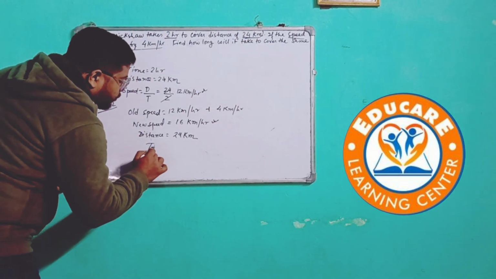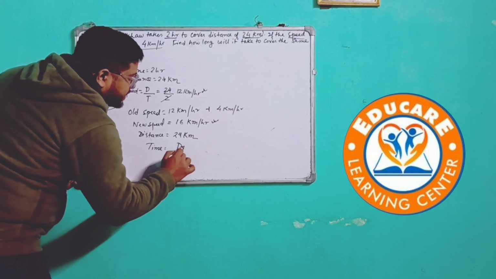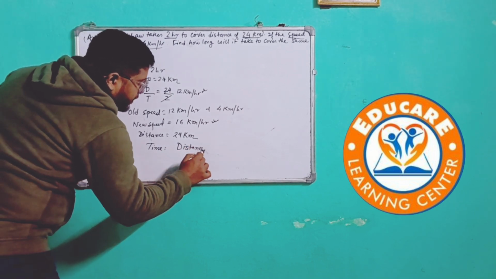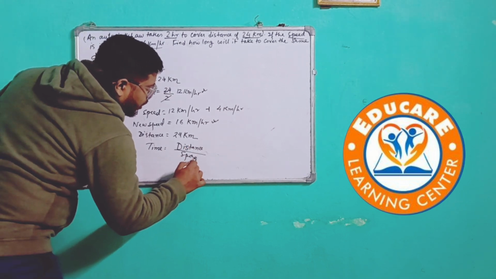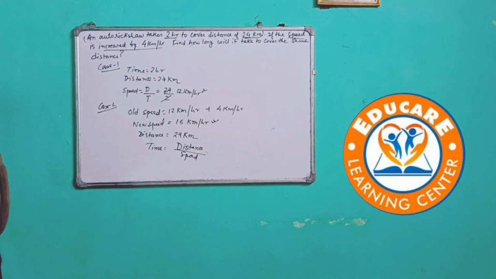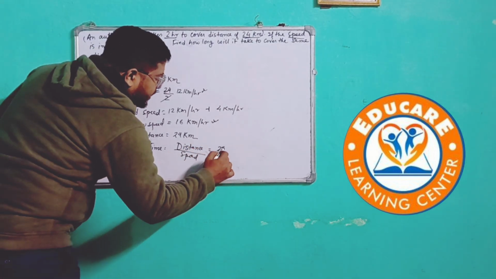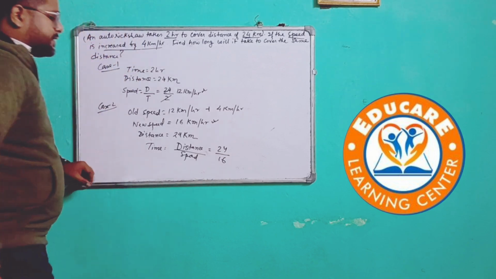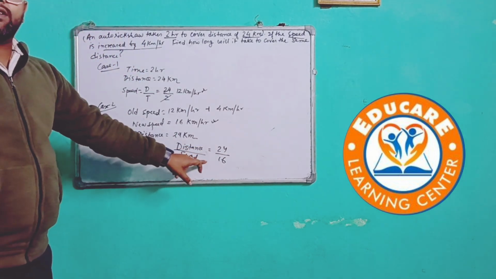So in order to find time, what is the formula? The formula is distance by speed. We all know the formula, that is distance by speed. So in that case 24 by 16. 24 is the distance and 16 was the speed.